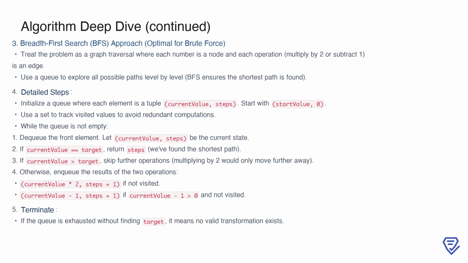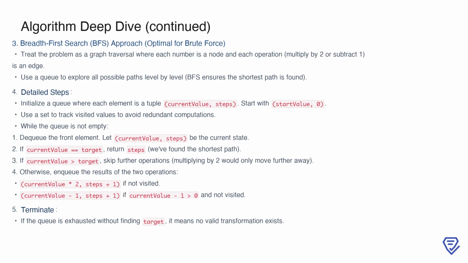Now, we can optimize the brute force approach by using breadth-first search, or BFS. Instead of simulating all paths blindly, BFS treats the problem as a graph traversal, where each number is a node and the operations, multiply by 2 and subtract 1, are edges connecting those nodes. By using BFS, we can systematically explore all possible paths level by level, ensuring that the shortest path is found.